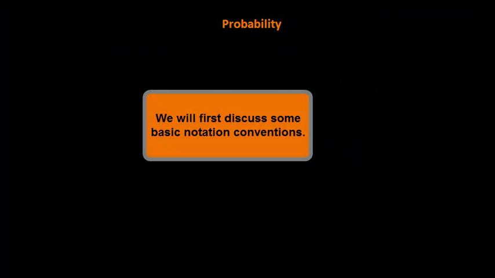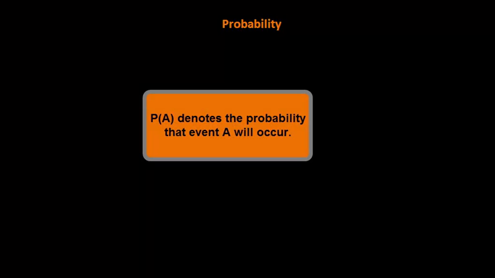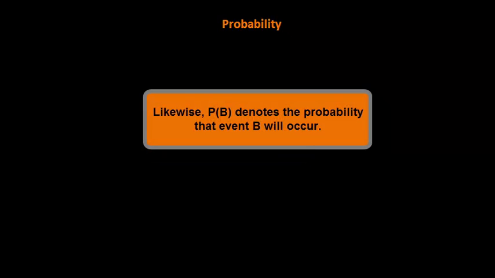We will first discuss some basic notation conventions. We will use uppercase letters such as A, B, or C to denote events. P of A denotes the probability that event A will occur. Likewise, P of B denotes the probability that event B will occur.